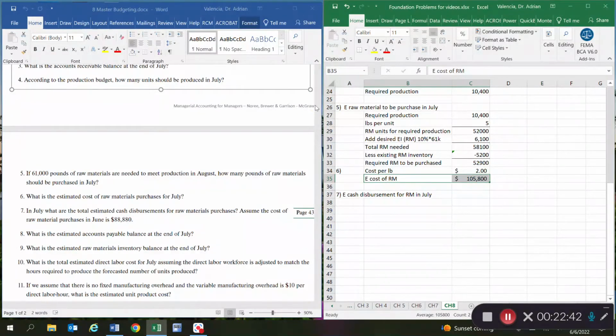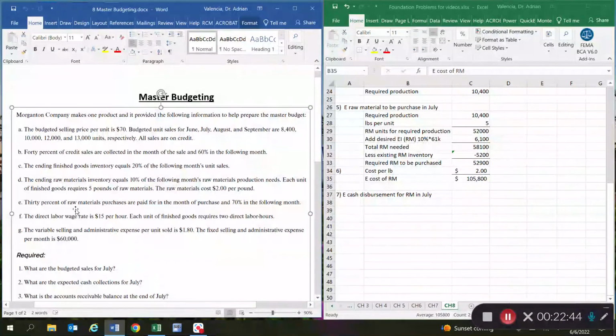And if you recall, they told us that 30% of raw material purchases are paid in the month of purchase. So in other words, in July, we're only going to pay 30% of this as cash outflow, and then 70% in the following month. So in July, we're also going to be paying 70% of the purchases from June, and that will be our cash outflow, those two items. So let's go ahead and do that so you can see what I'm saying.